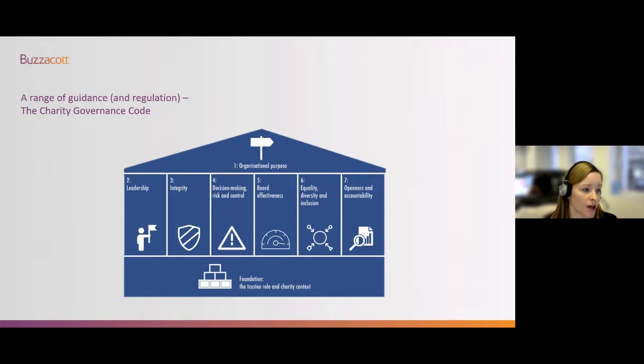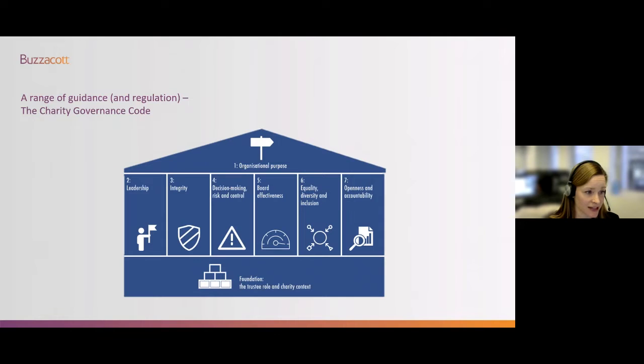The sixth area is equality, diversity and inclusion. So aiming for these values to really be embedded into the trust. It's an area that many charities and educational organisations are focusing on at the moment. And the board needs to be assessing how well they're doing in these areas. And transparency in this area is really important.